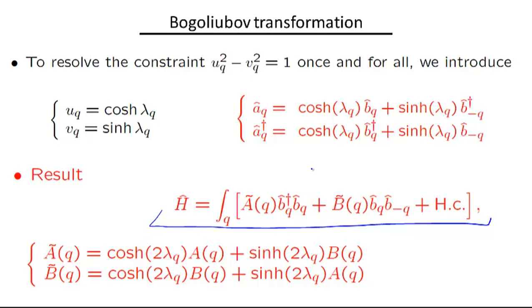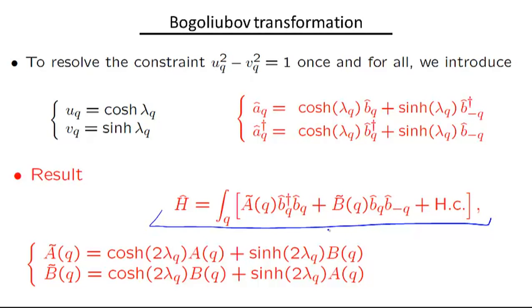As you can see, it has pretty much the same form as we had before, just with some new coefficients, which I now call A tilde and B tilde. Here are the expressions for these coefficients, involving hyperbolic cosines of 2 lambda and hyperbolic sines of 2 lambda, and these are the original coefficients in the Hamiltonian for the A's. So you may ask, why did we bother to introduce new operators if we got exactly the same thing? The answer brings me to the second step in this Bogoliubov transformation.